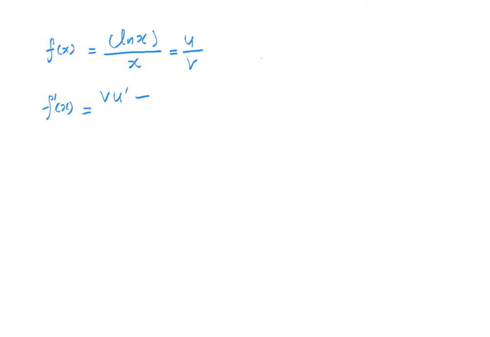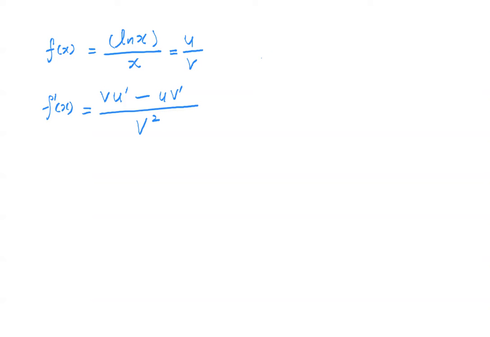Take away also is not commutative, so you cannot interchange. So differentiate the bottom times by the top, the whole thing divided by bottom squared. Are you okay? You can memorize it like that.